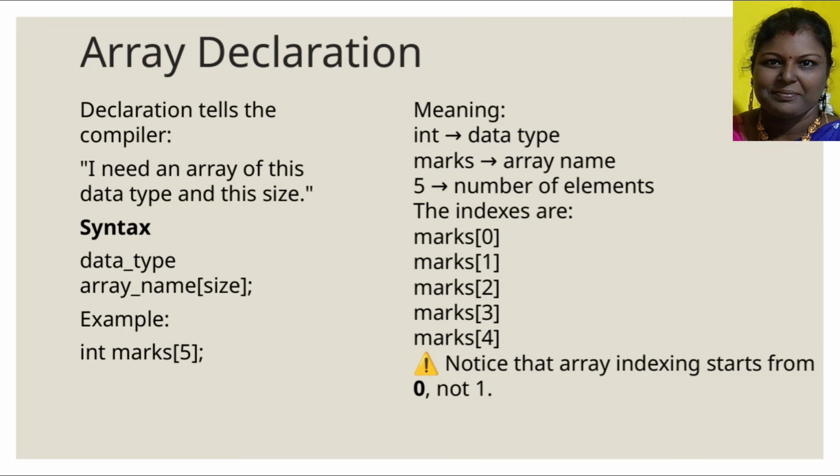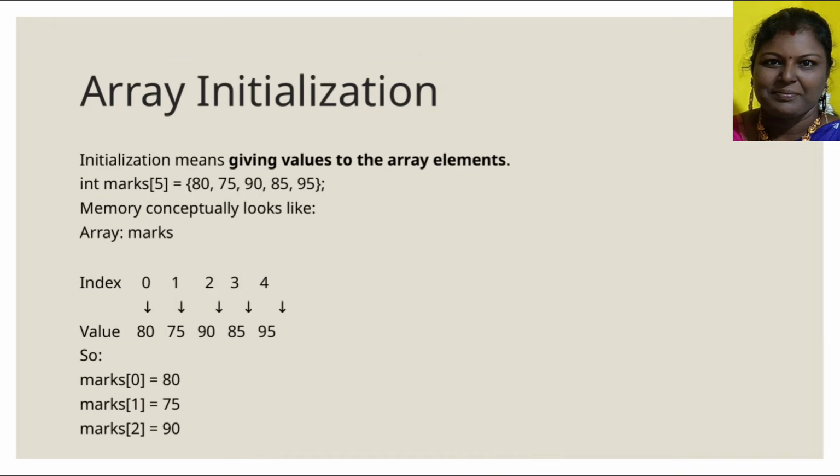For example, int marks[5]. Let's talk about initialization. That's when we assign values to each element in an array. Here, we have an array called marks with 5 elements. Each position or index holds a specific value. For example, marks at index 0 is 80, index 1 is 75, and so on. This setup lets us organize data in a neat, ordered way. Initialization is the first step to working with arrays, giving each slot a clear, defined value right from the start.